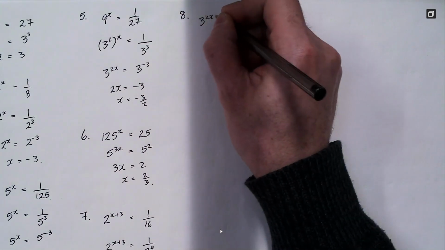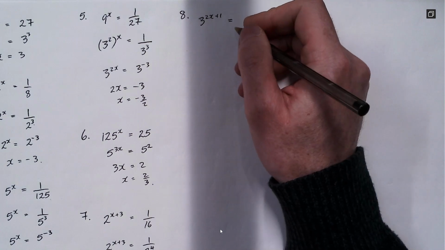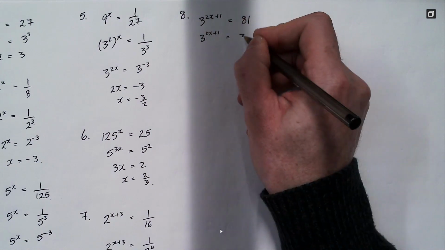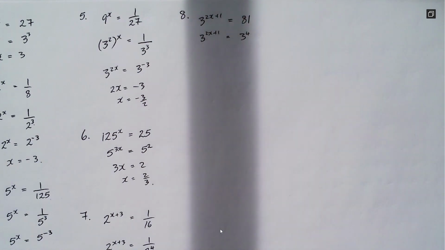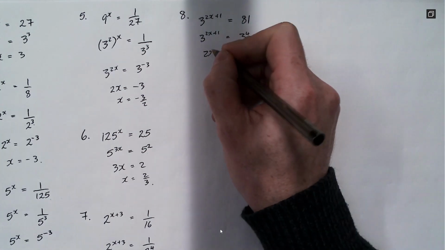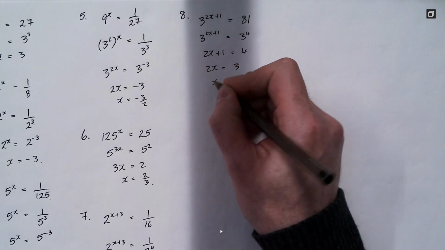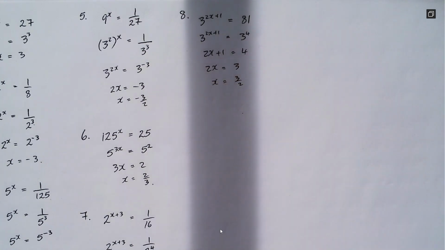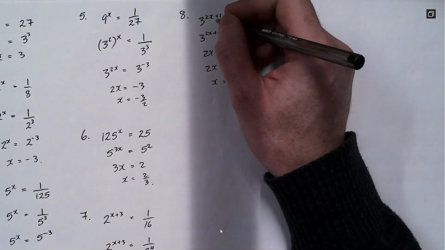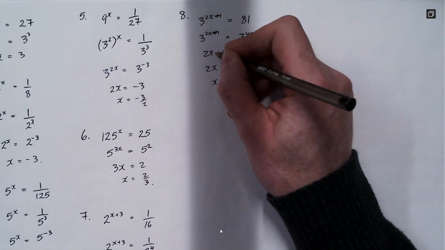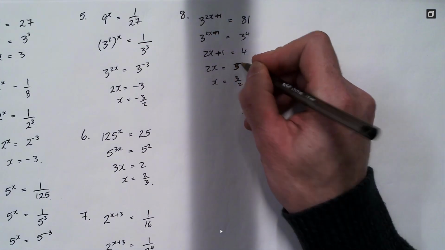3 to the power of 2x plus 1, comma, 3 to the power of 4. So you use the 3 to the power of 2x plus 1, comma, 3 to the power of 4. And therefore 2x plus 1, comma, k. 2x, comma, 3, x, comma, 3 is going to be 2. And then minus 1 in minus 1, so 4 is going to be 2.